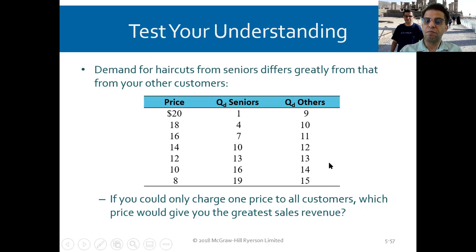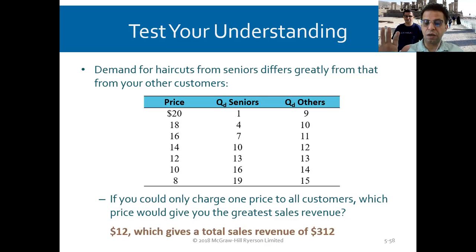But here we want to maximize our total revenue. So we separate seniors from others. And if you could only charge one price to the customers, which price would give the greatest sales revenue? How do you do that? 9 plus 1 is 10, multiplied by 20, 200. And 10 plus 4, 14, multiplied by 18.